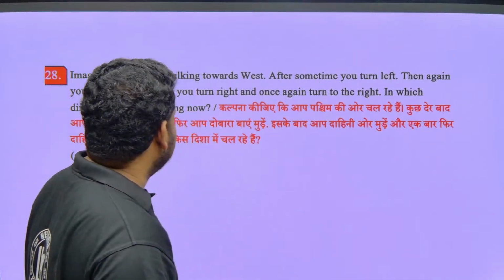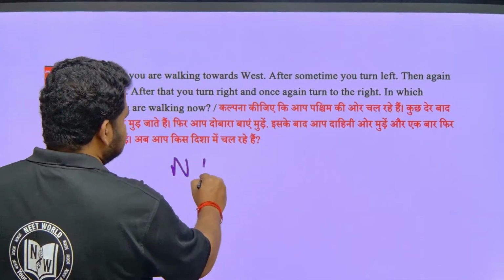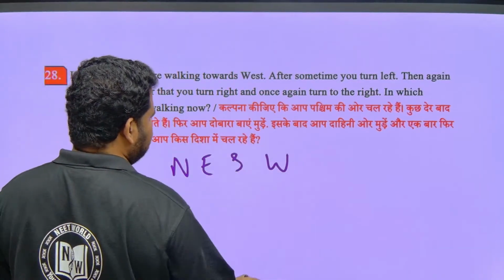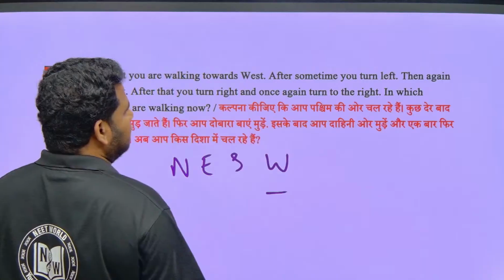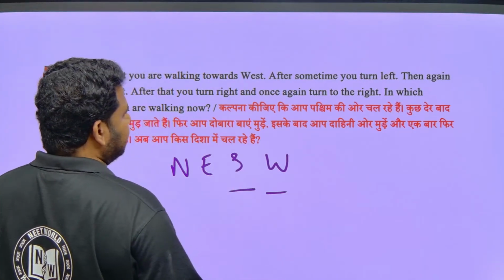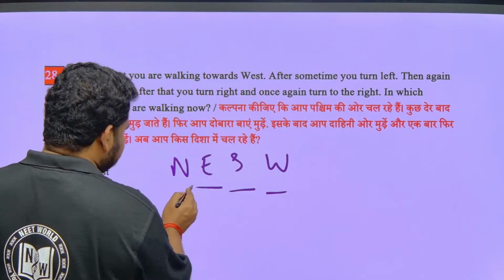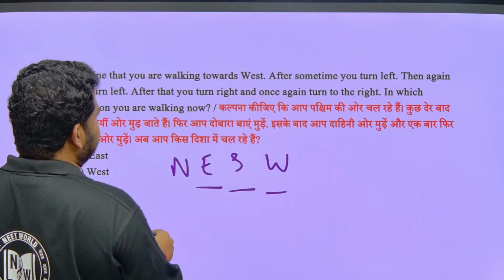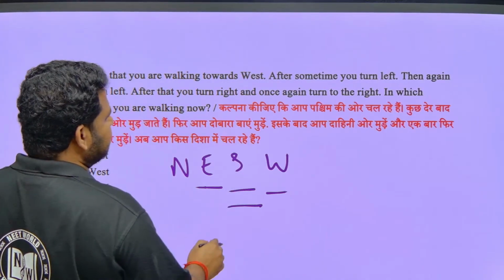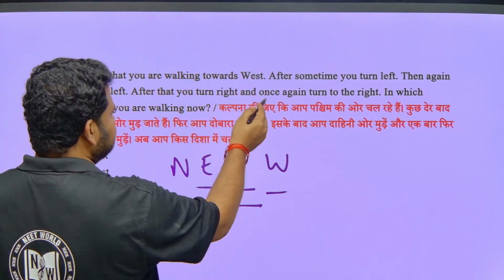Imagine that you are walking towards west. I am here. Okay, you turn left, which means I will come here. Then again you turn left, I will come here under east. After that you turn right. From east I turn right means I have to come again to south. Again you turn right, and once again turn to the right.